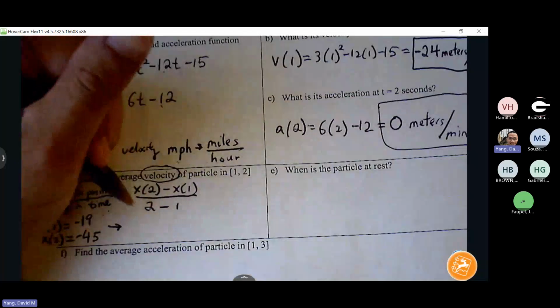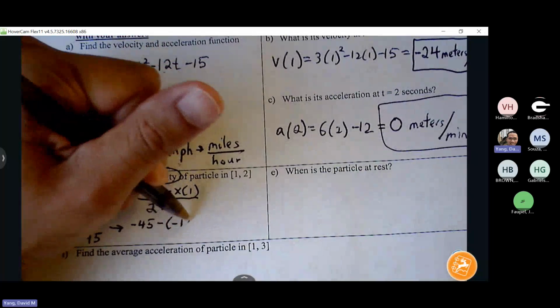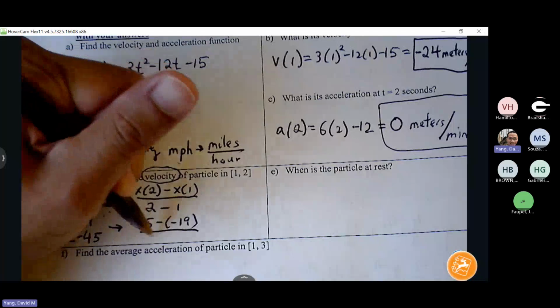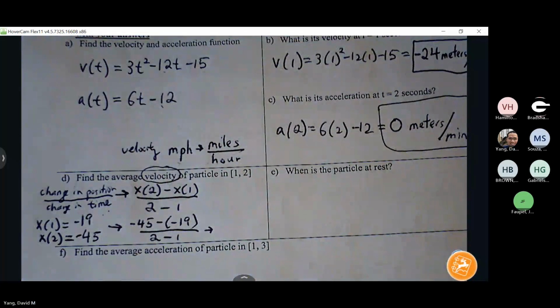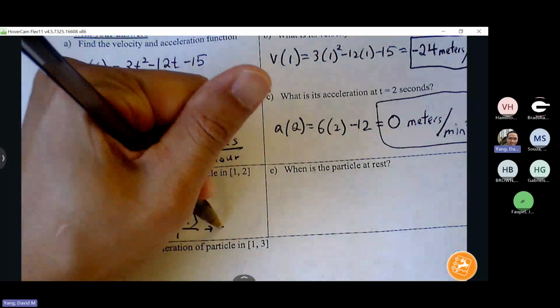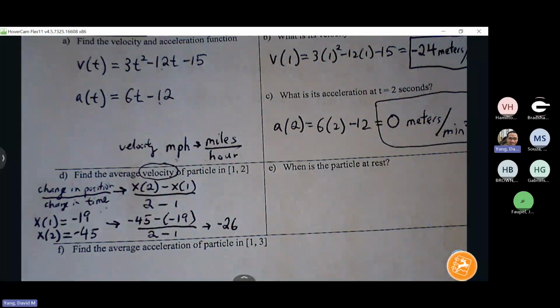Okay, so negative 45 minus negative 19 over 2 minus 1. Okay, so negative 45 plus 19, negative 26 over 1. That's negative 26. Okay, what's our unit of measure here?